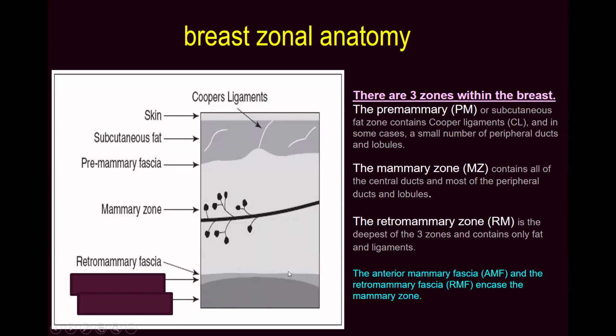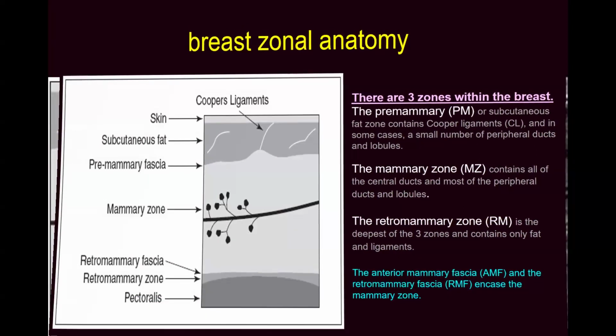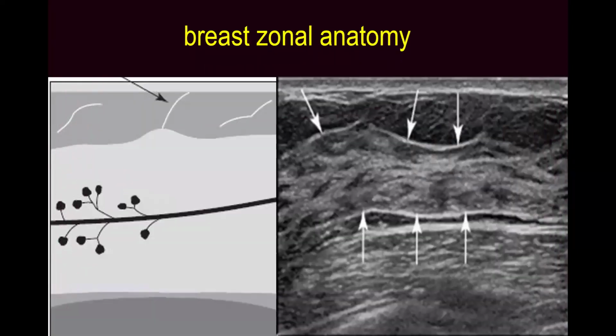So the thin layer, similar to subcutaneous fat, representing a thinner fatty layer, is the retromammary zone or retromammary fatty layer, and underneath this layer is the pectoralis muscle. So let us take this illustration and correlate it with an ultrasound image. Okay?